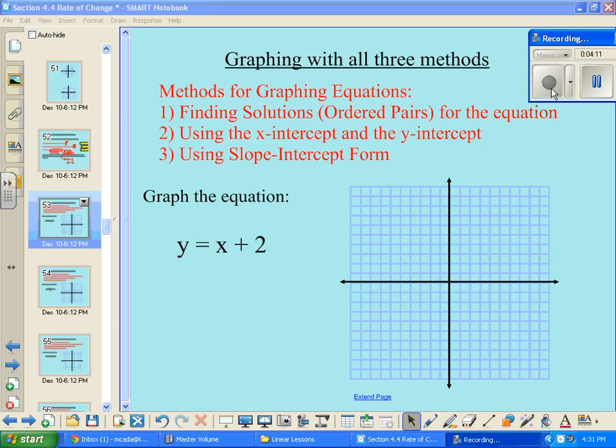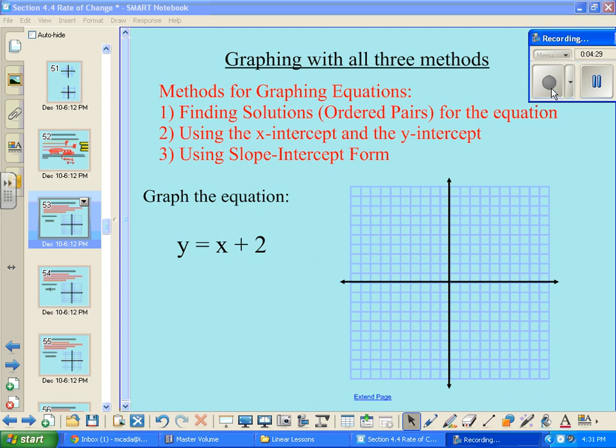In math, very often, there's more than one way to get to the answer. And the same is here. The same can be said for graphing an equation. There are 3 different ways we can get to the right answer. It doesn't matter which one we do. I just want students to be able to look at a problem, analyze it, and say, oh, this one would be the easiest method for this particular problem.